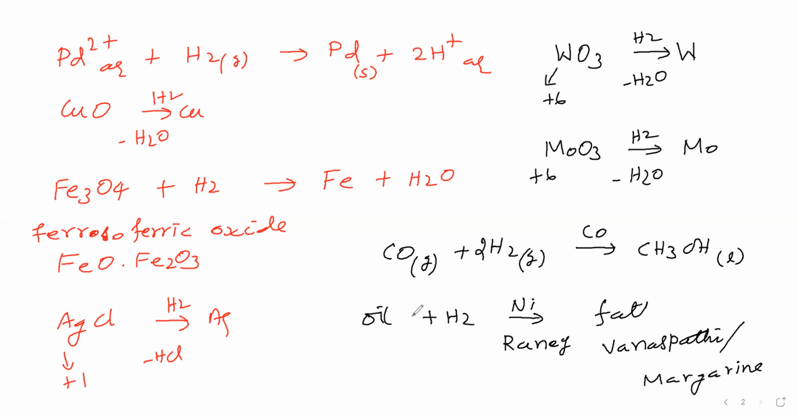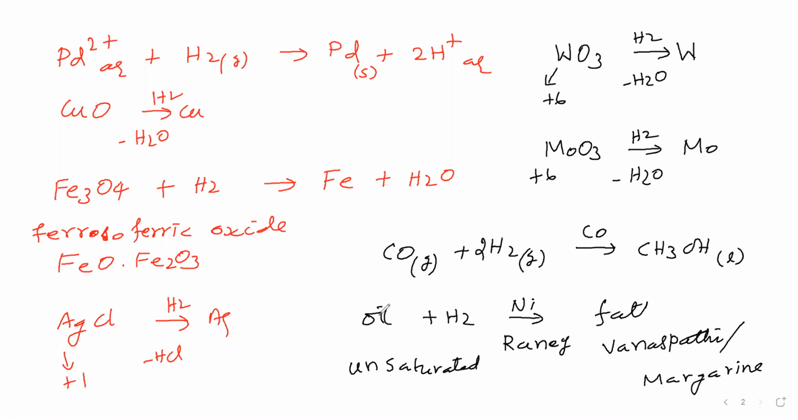Now, this oil is taking hydrogen and becomes fat. In the oil, C=C double bonds will be there. C=C pi bonds will be there. That C=C double bond is converting into C-C single bond here by taking hydrogen. Since double bond is there, double bond means pi bond is present. Due to presence of pi bond here, this is called unsaturated, we can say. Unsaturated in the sense double bond or triple bond will be there. That means pi bond will be there.